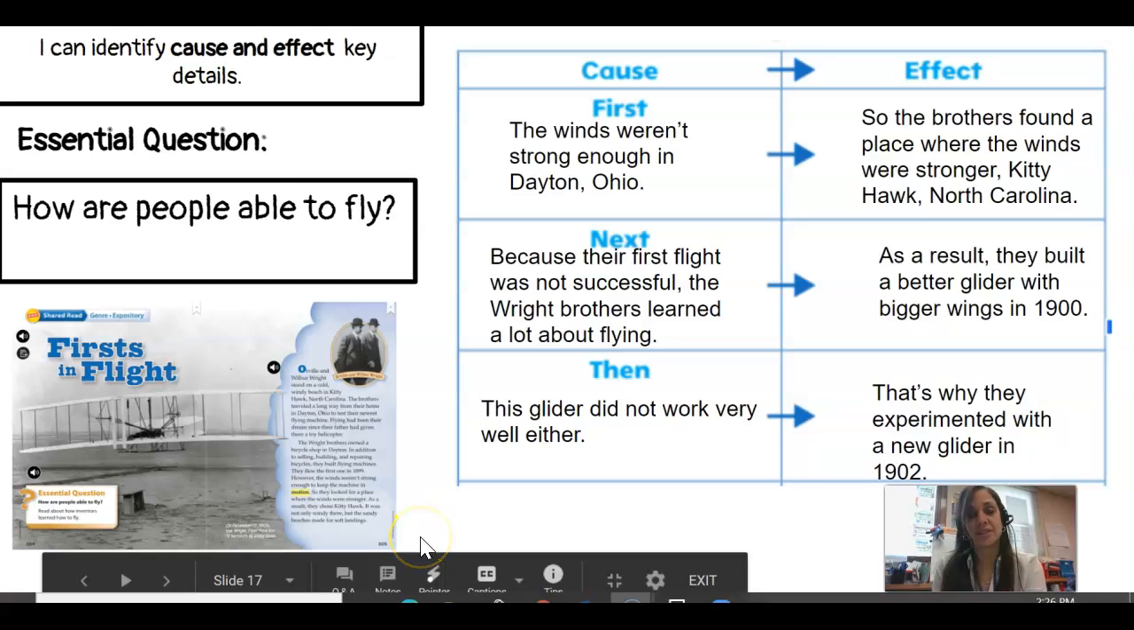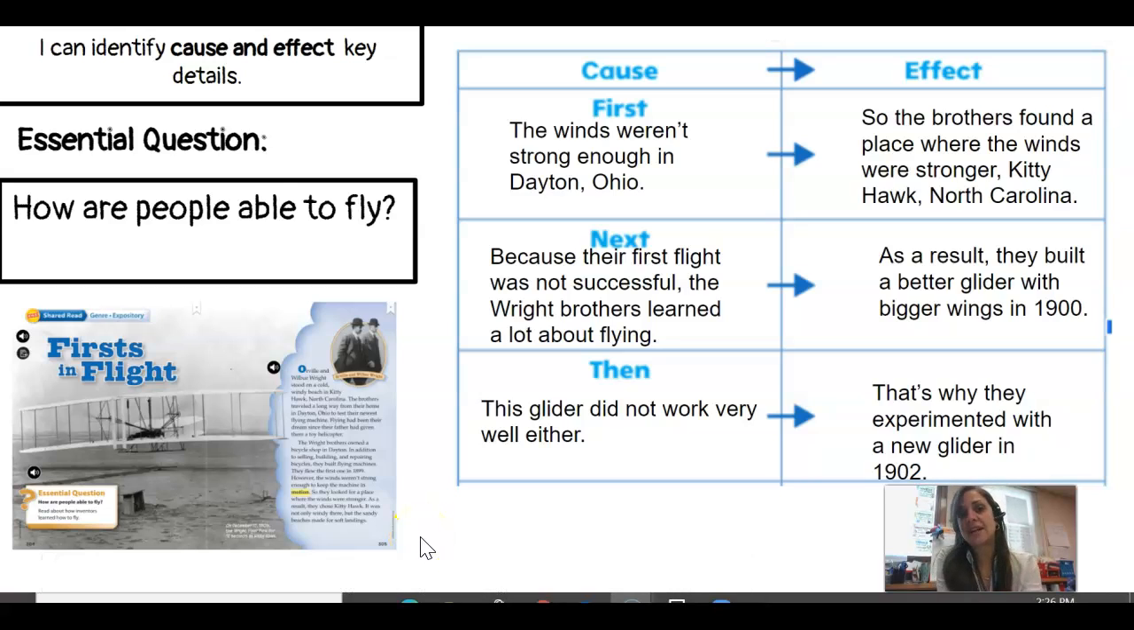It is now your turn. You will use your graphic organizer on your Reading Wonders backpack and your guided reading text, and you will identify cause and effect key details in sequential order, in sequence or order.